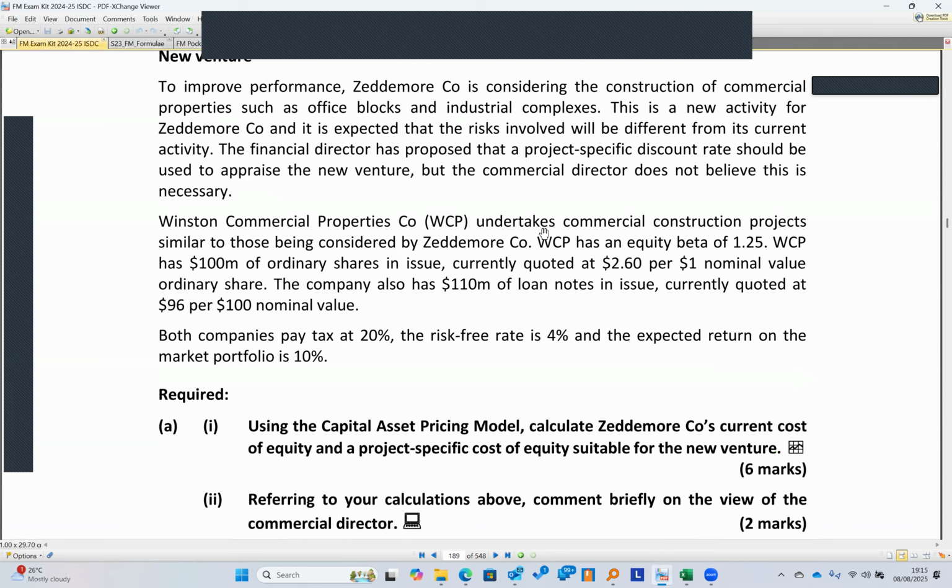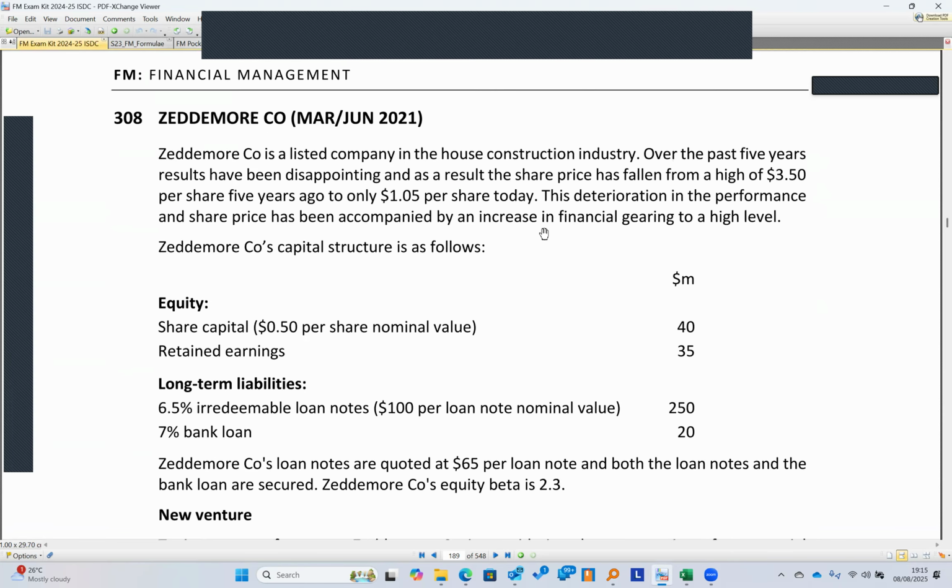So if we look at the content now, they are saying that Zeddemore is listed in the house construction industry. So this is the industry in which they are operating, house construction. Over the past 5 years, the results have been disappointing, and the share price has fallen from a high of 3.5 per share, 5 years ago, to only 1.05 per share today.